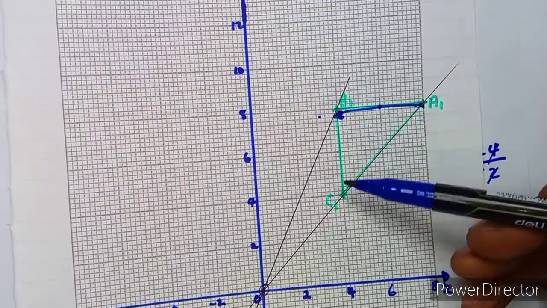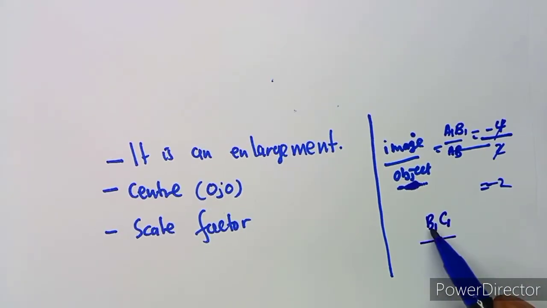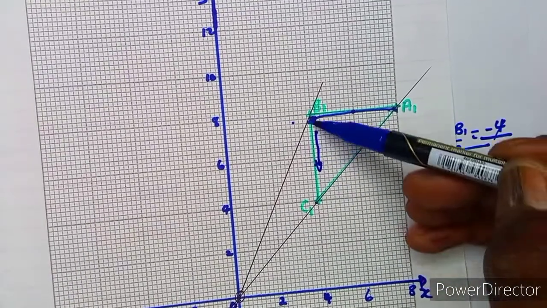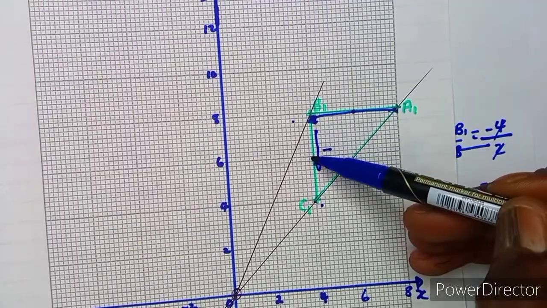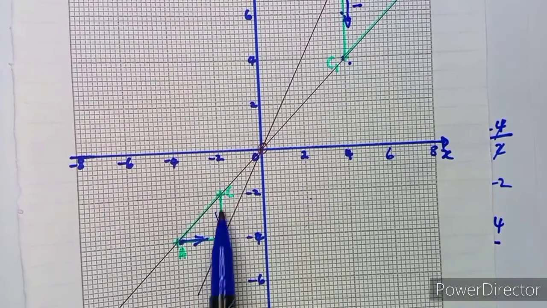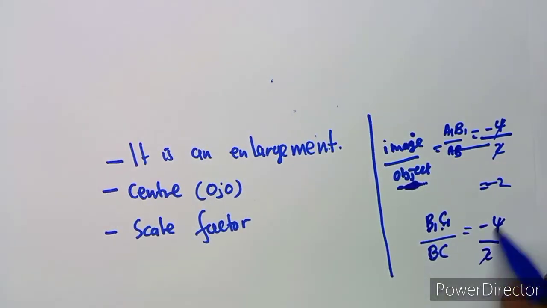You can use B1 to C1, but this must correspond. This is B, this is C, so the object is going to be BC, because you have used B1C1. So let's take note. From B1 to C1, take note of the direction. We are going downwards, guys, so it's going to be a negative. So it's -4 over B to C. From B to C, I'm going up, so it's positive, and it's 2 units. So as you can see, guys, we are obtaining a negative, which is true. That's our scale factor here, which is -2.